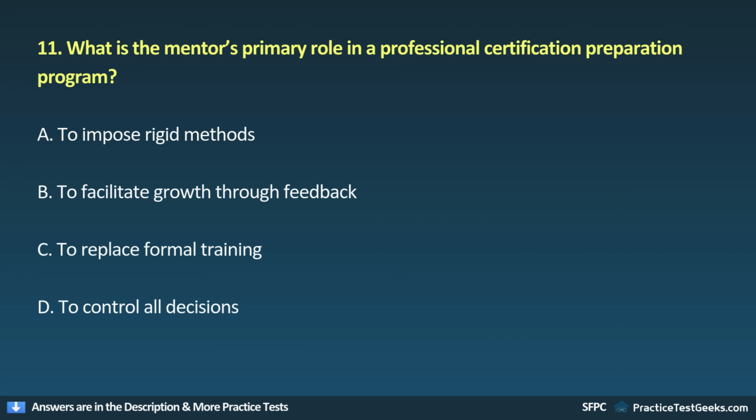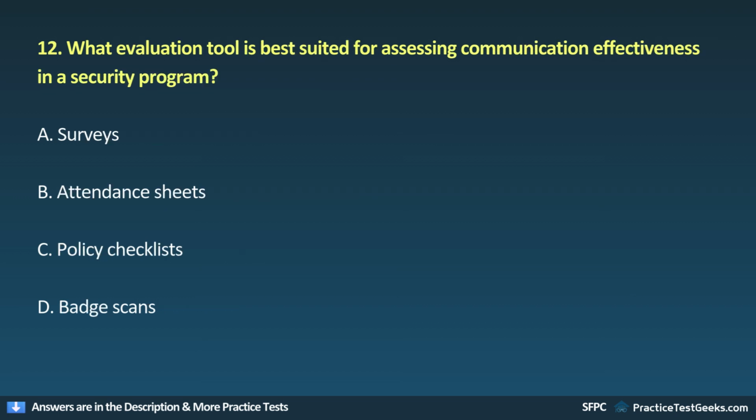11. What is the mentor's primary role in a professional certification preparation program? A. To impose rigid methods. B. To facilitate growth through feedback. C. To replace formal training. D. To control all decisions. 12. What evaluation tool is best suited for assessing communication effectiveness in a security program? A. Surveys. B. Attendance sheets. C. Policy checklists. D. Badge scans.